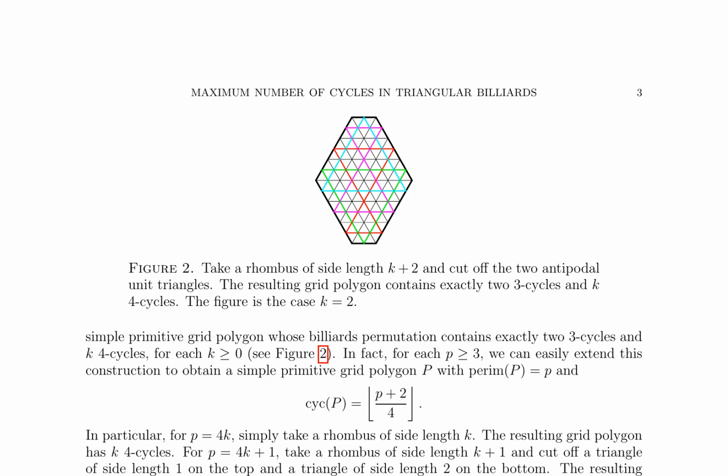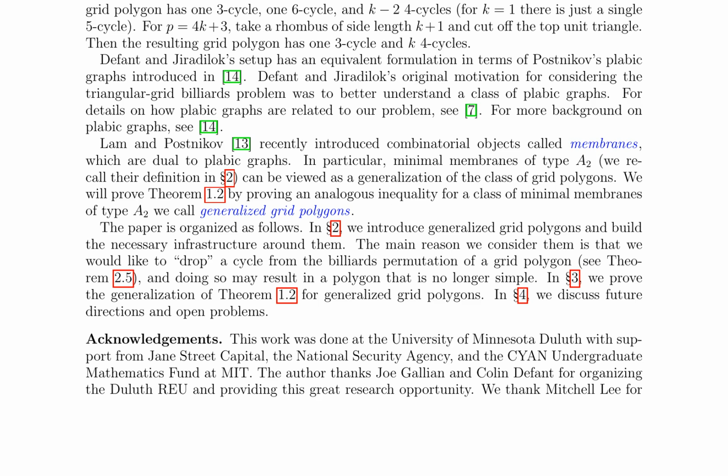The paper is structured into 3 sections. The first section establishes the foundation for generalized grid polygons, developing necessary infrastructure around these objects. The second section presents the proof of the generalization of Theorem 1.2 for generalized grid polygons. This proof builds upon the established infrastructure and provides a crucial step towards understanding the properties of these objects. The third section discusses future directions and open problems in the field, highlighting potential avenues for further research.